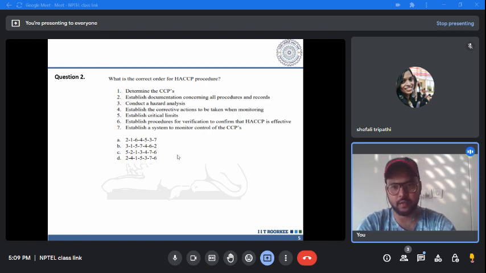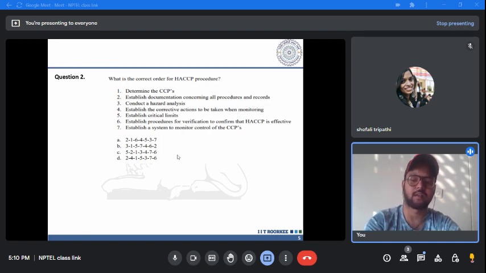There are seven steps or seven points they have given. So you have to arrange which is first, second, third, like step by step. Your options are given. So please see the question, and please let me know in the comment box which will be the correct answer for this question.